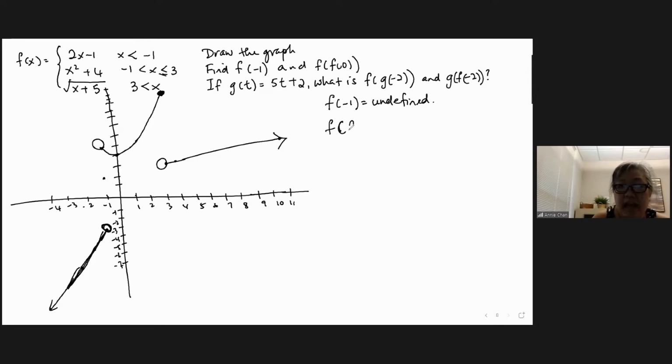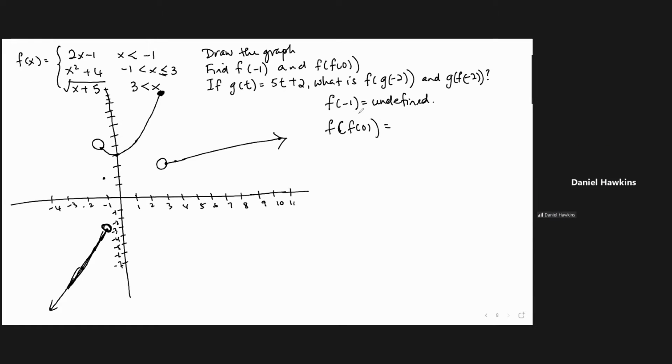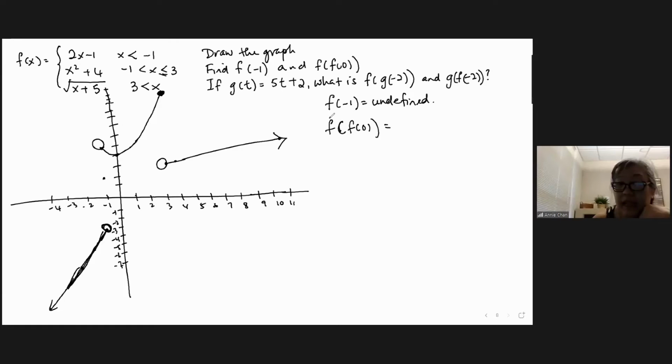f of f of 0. How do I do this? This is composite. Do I work outside in or inside out? Inside out. So I'm not working with this f first. I'm working with this f first. So I'm going to put this f again, because I'm not working with it yet. So I'm going to leave it there.